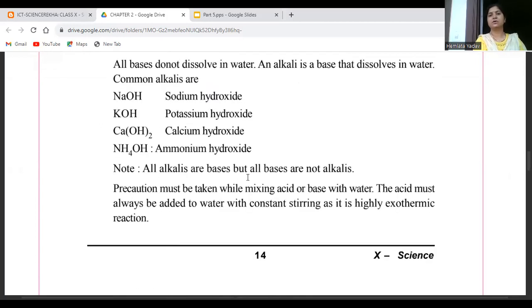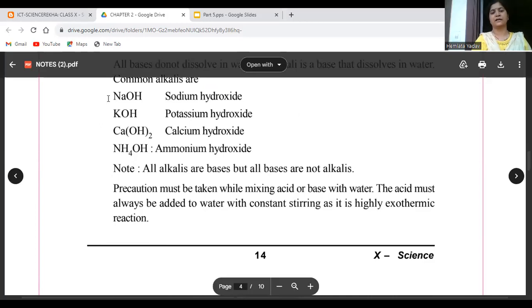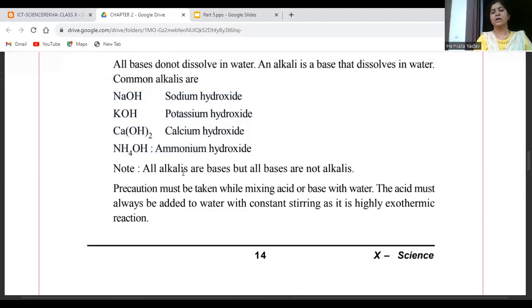So सारे bases dissolve नहीं होते water में, पर alkali ही वो base होते हैं. जैसे example दे रखे कुछ common alkali के: NaOH, KOH, Ca(OH)2, ये तो dissolve हो जाएंगे water में. All alkalis are bases, but all bases are not alkalis.